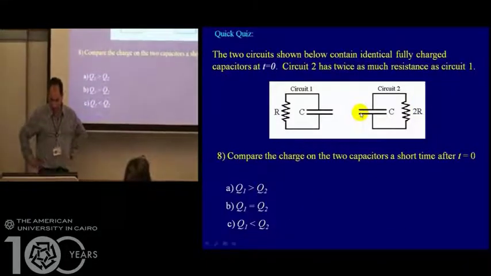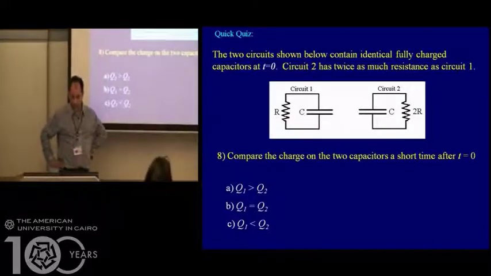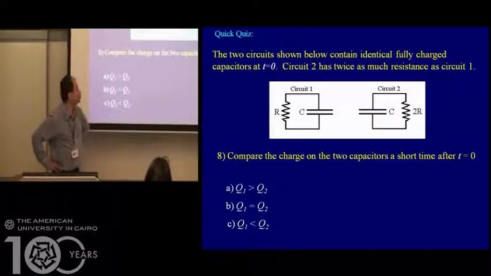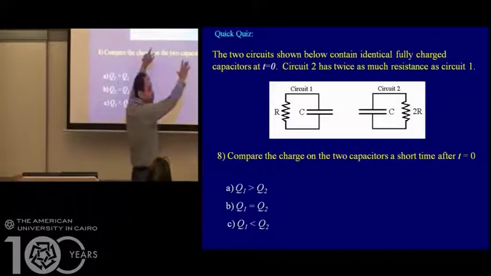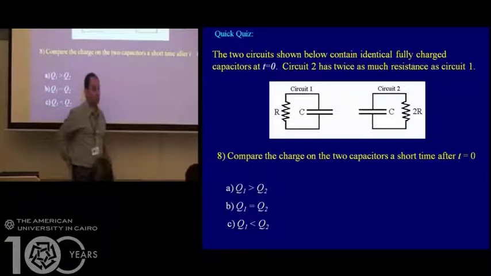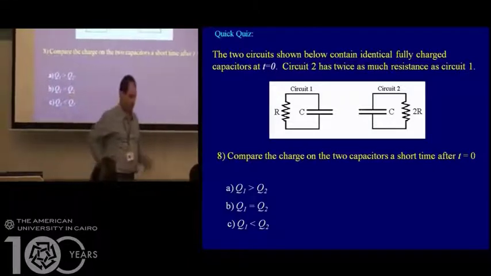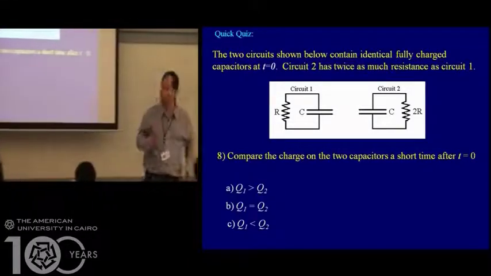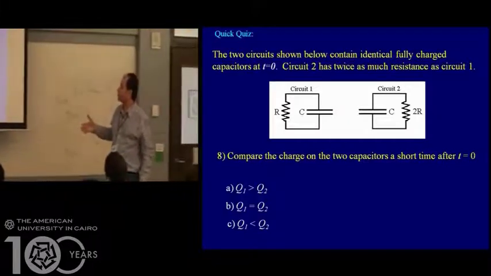Now, look at this. Two resistors, R and 2R, connected to identical capacitors, C and C. Now we have two circuits and we need to compare the charge on the two capacitors after a short time from 0. The two capacitors are of course charged, fully charged. Then we insert them in that circuit. One is connected to R and the other one is connected to 2R. I need to know which one will have more charge than the other after time equal to 0.